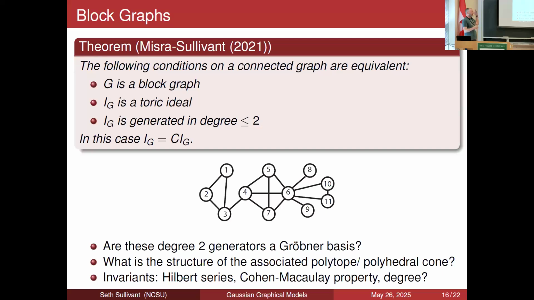But then there are lots of other questions you can ask. Once you're in the toric case, you have all these tools from polyhedral geometry that should be helpful to understand this case better. So there's an associated polytope or polyhedral cone associated to this variety. What can we say about that? How can that help us answer questions about the algebraic structure of these varieties? What does the Hilbert series look like? There should be a lot of interesting combinatorics there.